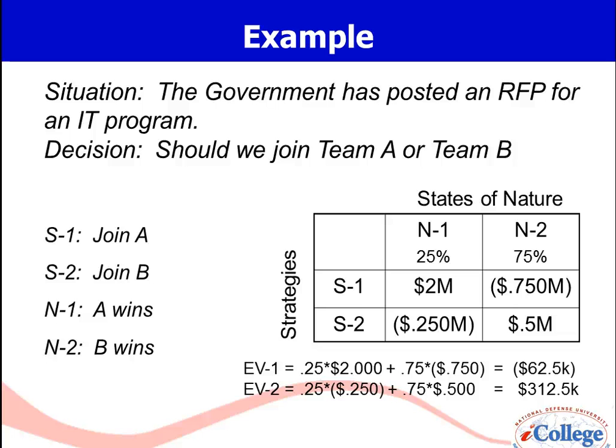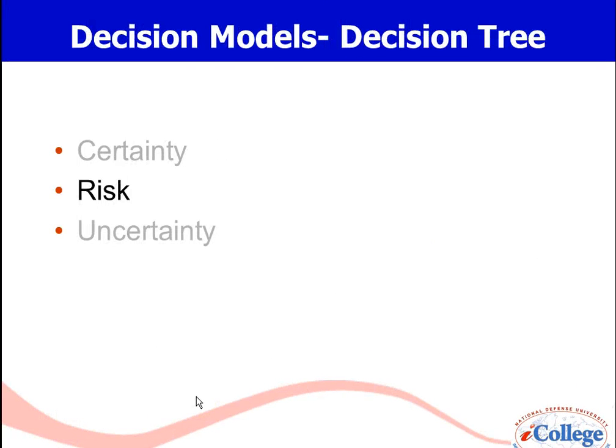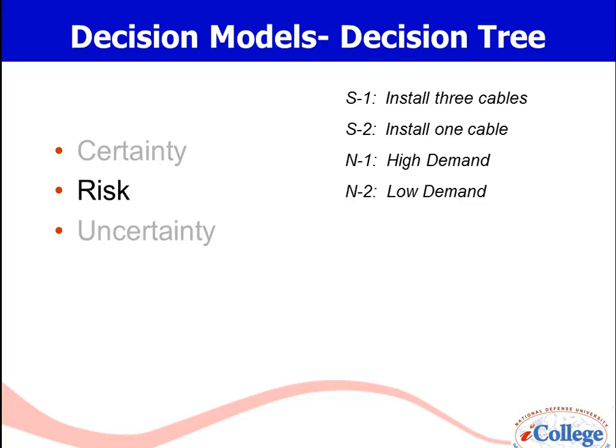Another tool you might use in optimizing your decision under conditions of risk is the decision tree. Let's take an example. I'm in the business of installing undersea cable. And my choices are to install 3 cables or to install 1 cable across a particular strait. Now, the states of nature that I'm concerned with have to do with what type of demand I will face once those cables are installed. Will it be high or low demand for service?